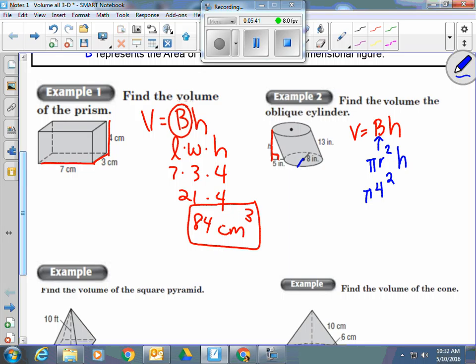Well, we have to find it first. It's not 13. That's the slant height. Well, if this is 13, wouldn't this over here also be 13? And this is 5, so you would do what? Pythagorean theorem. a squared plus b squared. So it's x squared plus 5 squared equals 13 squared. So this is 25 and 169. Subtract the 25, that gives me x squared is equal to 144. Take the square root of it. So that means this height over here is 12. So what is pi times 4 squared times 12?